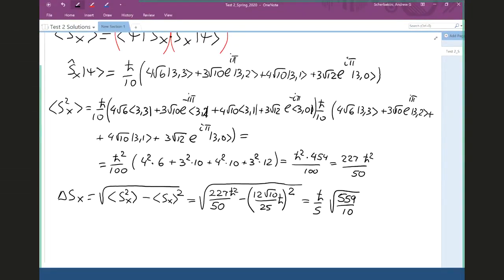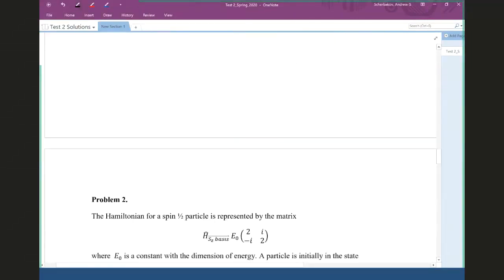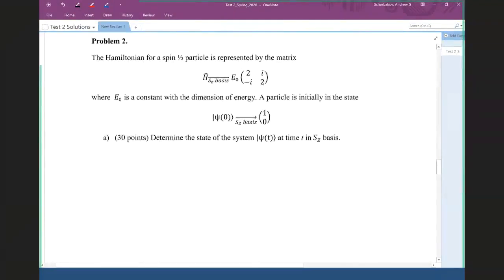Okay, if there's no problem with this, let's move on to this next part then. This is the second problem. The Hamiltonian for a spin 1/2 particle is represented by this matrix. E0 is some constant with dimension of energy. The particle is initially in that given state. This is just the plus z state. Determine the state of the particle at time t, which means evolve the particle state in time.